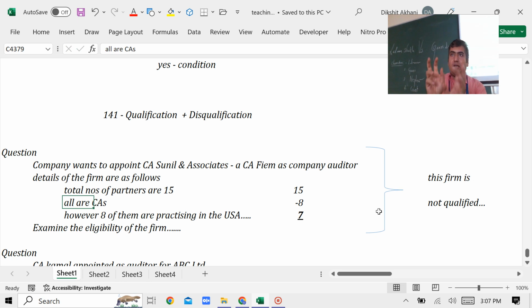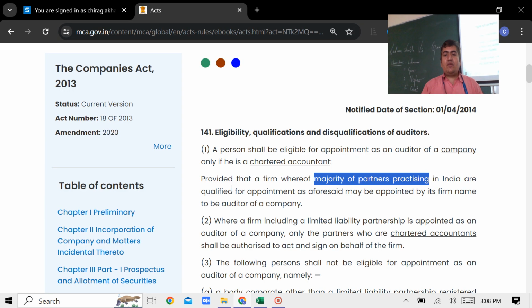But in short, आपको ये देखना है कि out of all, how many of them are practicing in India? Or wo number majority hai ya nahi among all the partners? Whether total are CAs, all are CAs, or all are CA plus some other professionals. Am I clear? So that is about section 141, subsection 1.